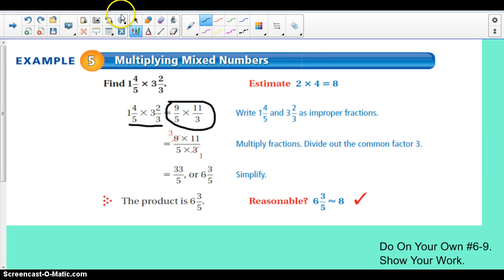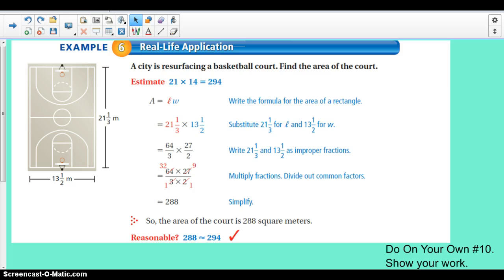All right, our next lesson is example 6, and here you're taking a real life situation where you might multiply fractions to find a real life answer. So in this example, they give you a basketball court that's being resurfaced, and you need to find out the area of that basketball court.